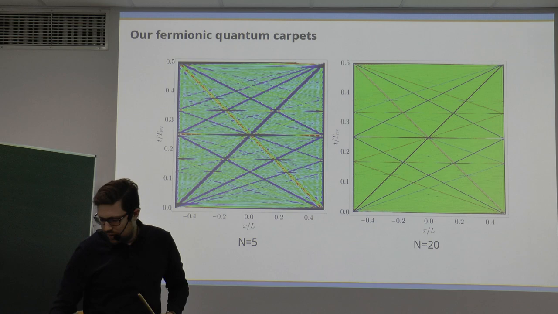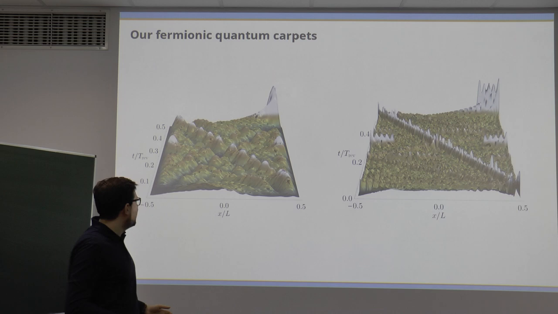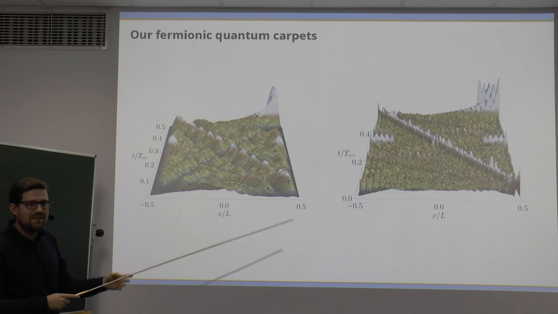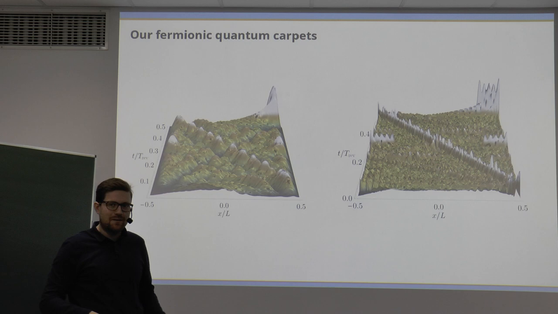So as we can see, when Kinzel saw a mountain range, he probably saw only some hills. And as you can see, for our quantum carpet, here we have five atoms. We can see bigger mountains, like the Tatra mountains or even the Himalayas. It's much harder to climb.